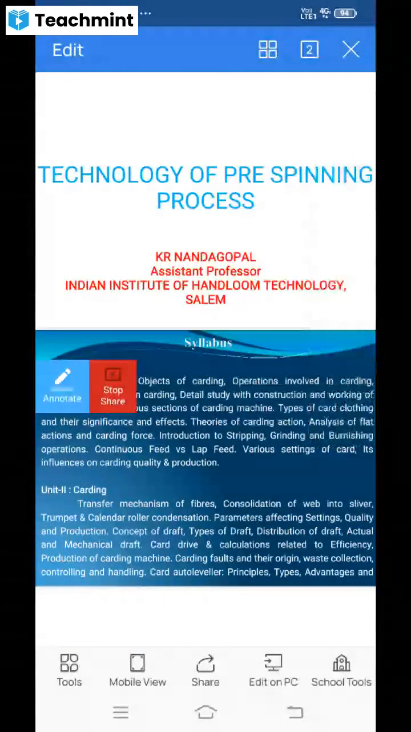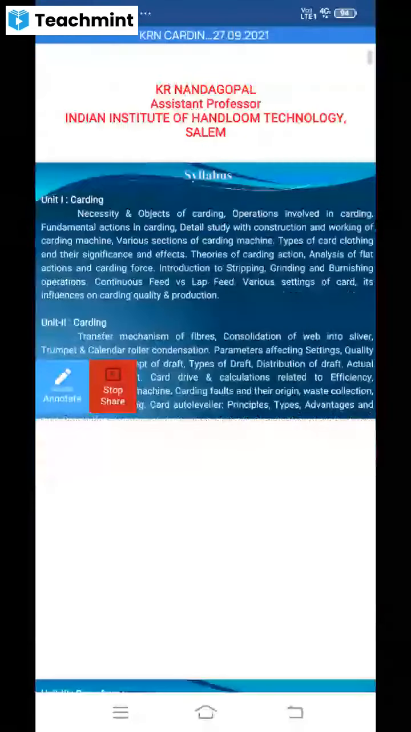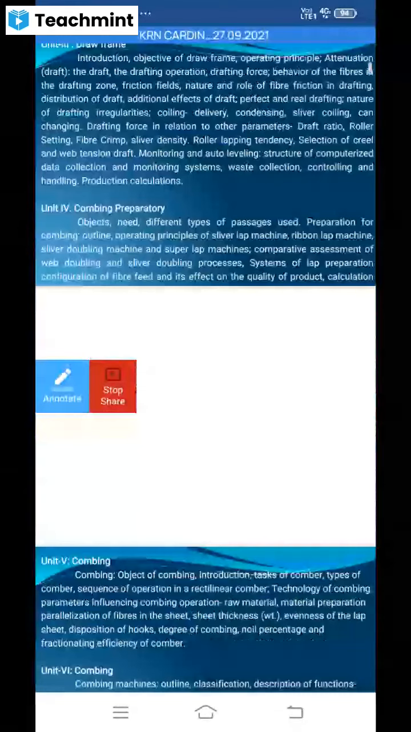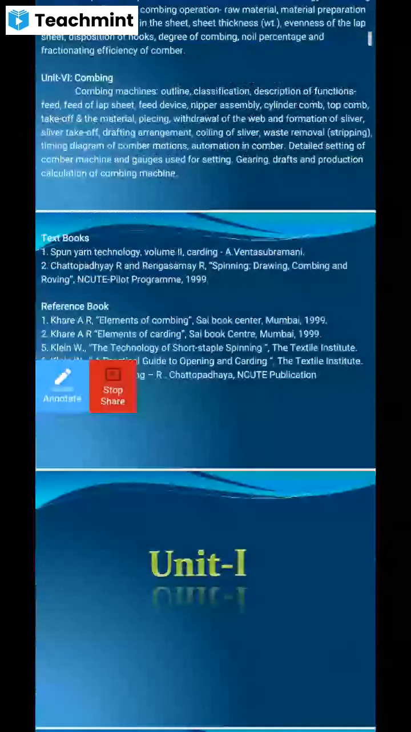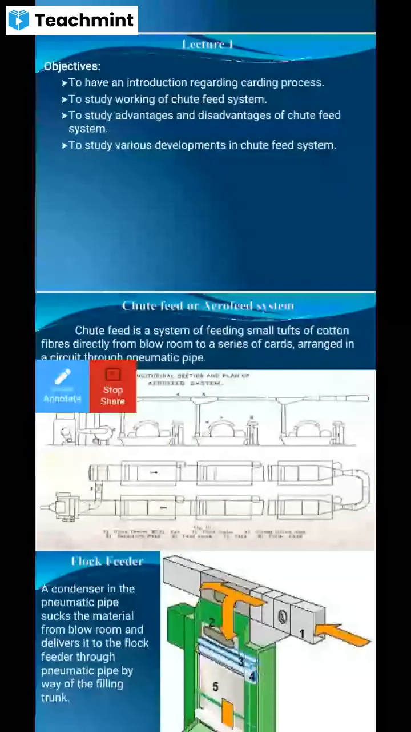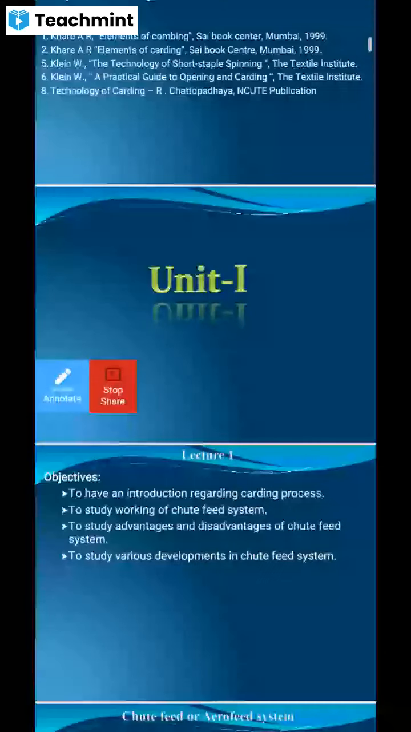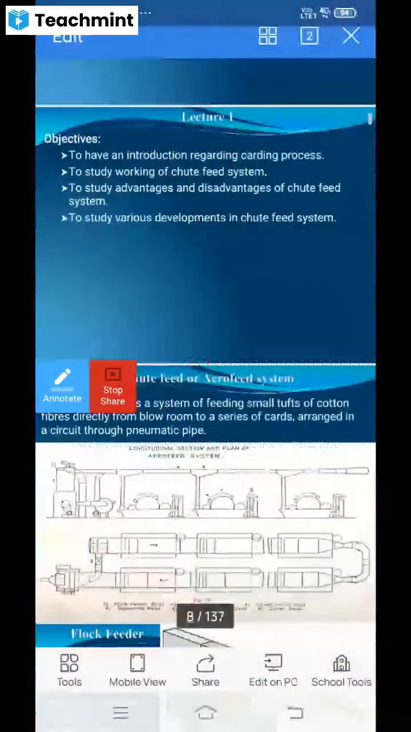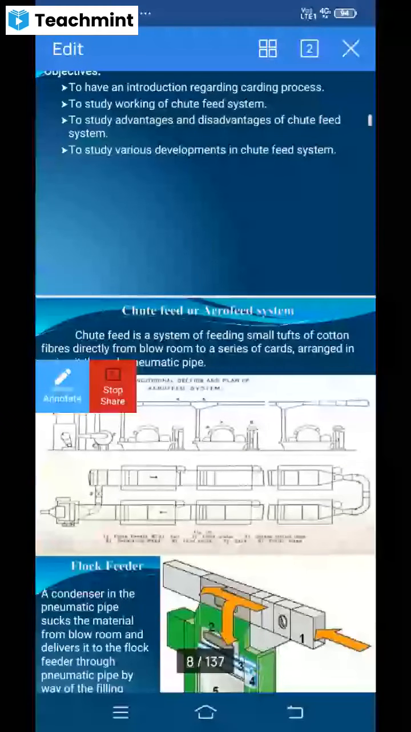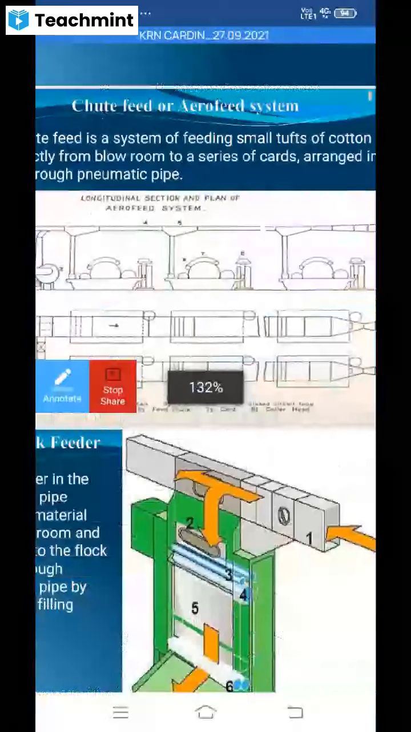Yesterday I conveyed the notes to you. This is regarding the third unit, carding machinery. The complete set of carding details is available in this particular PPT, so you omit the first three slides. This is regarding carding. In this picture, you see the chute feed or aero feed system.